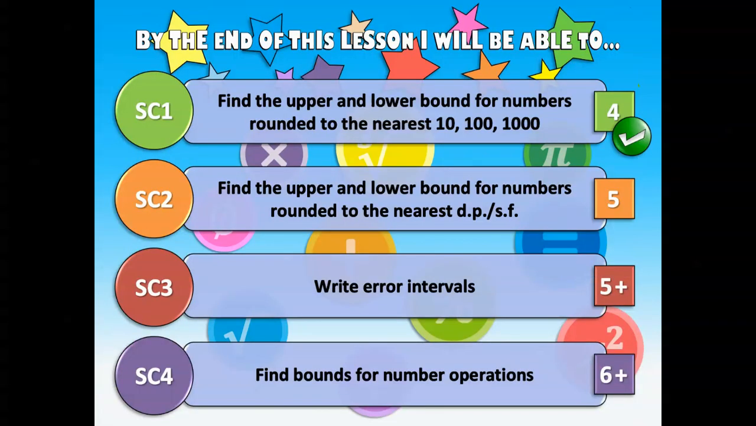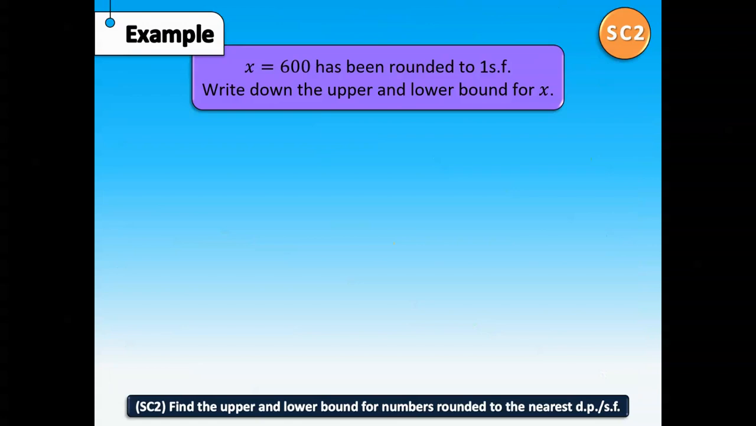And now we've completed success criteria 1. So now we're going to move on to number 2, and this is to find the upper and lower bounds for numbers rounded to the nearest decimal place or significant figure. So x is 600, and it's been rounded to one significant figure. So write down the upper and lower bound for x.